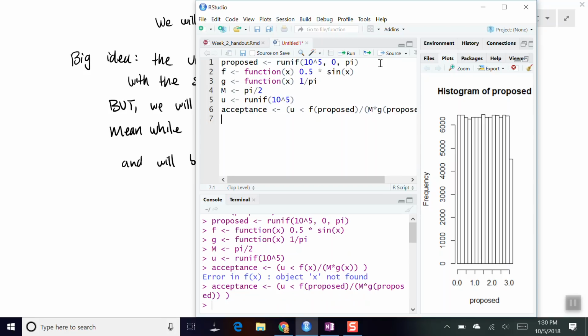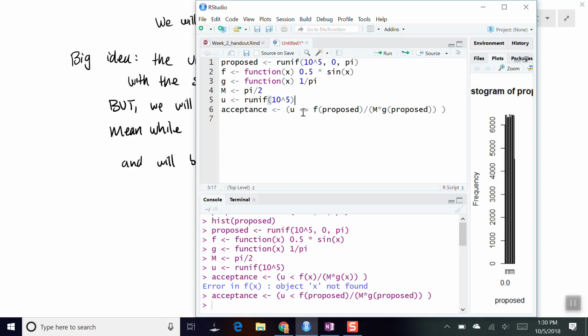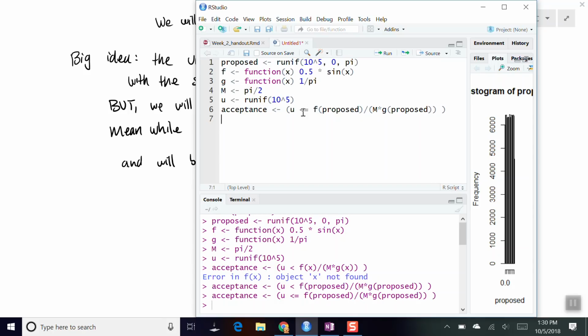Okay. So acceptance will be a logical vector, right? Yes, question? Is acceptance less than or equal to? Oh, yeah, it probably makes minimal difference, but yeah, okay. So acceptance will be this, okay? Acceptance is a logical vector, and so I can now subset, and we'll say our sample is going to be our proposed values, but we're only going to subset those that were accepted. Is that good?